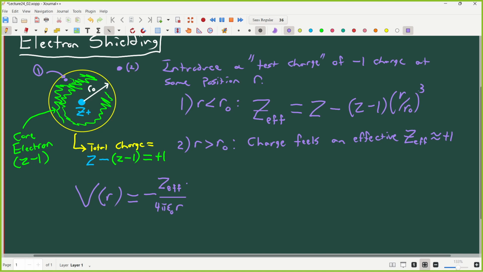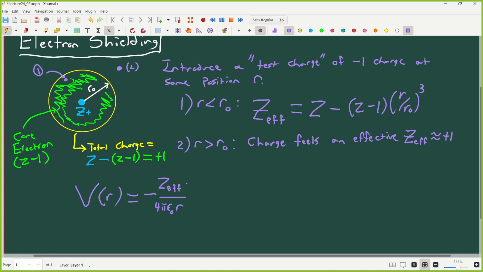So let's look at r over r naught equals 1. You're right on the edge of this circle. So you have Z minus 1. The effective charge it feels is plus 1, just like we said.